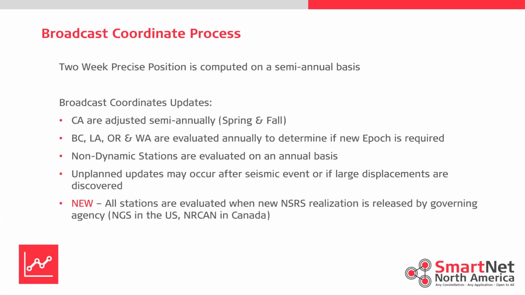And we compute these on a semi-annual basis as well. Our California users know that we adjust these semi-annually in spring and fall, so those broadcast coordinates are immediately reflected to our users in the field. We evaluate these on an annual basis for British Columbia, Louisiana, Oregon, and Washington. British Columbia, Oregon, and Washington are based on the horizontal movement possibility, Louisiana based on possible subsidence movement.